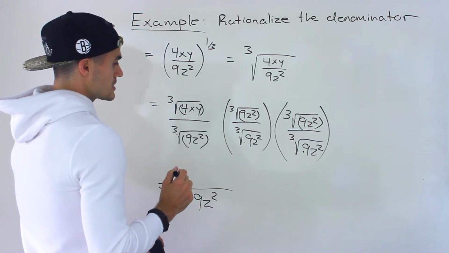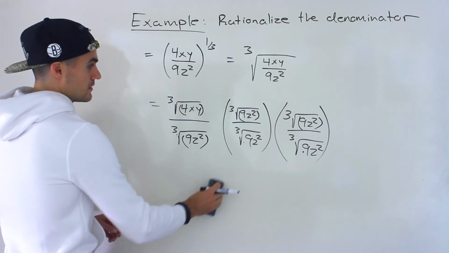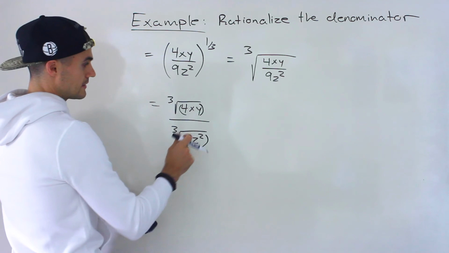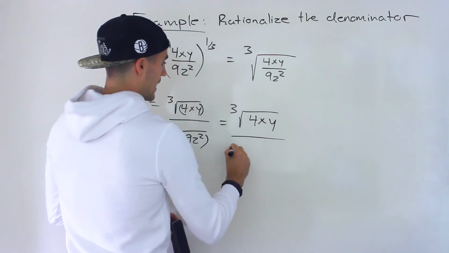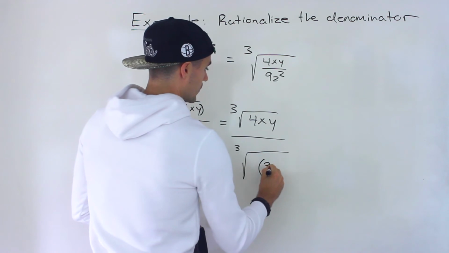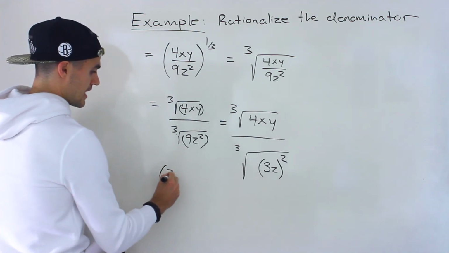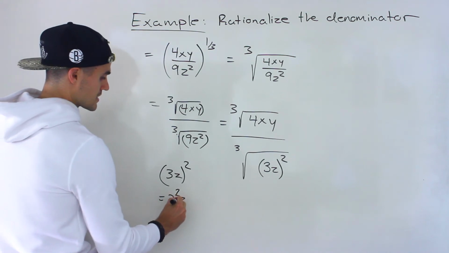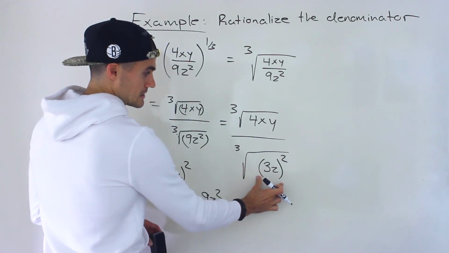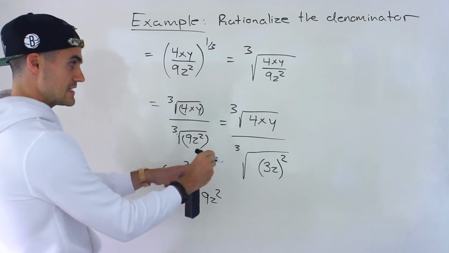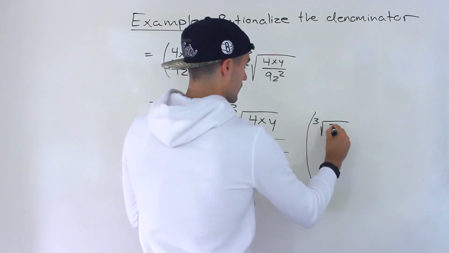But a simpler way to do this, it's just tougher to see, is if you notice the 9z squared, we can actually rewrite that as 3z to the power of 2. Okay, 3z to the power of 2 is equal to 3 to the power of 2 times z to the power of 2, which would be 9z to the power of 2. So I just took this and rewrote it like this, and the reason this helps is because now to rationalize this, we actually only have to multiply it by the third root of 3z.